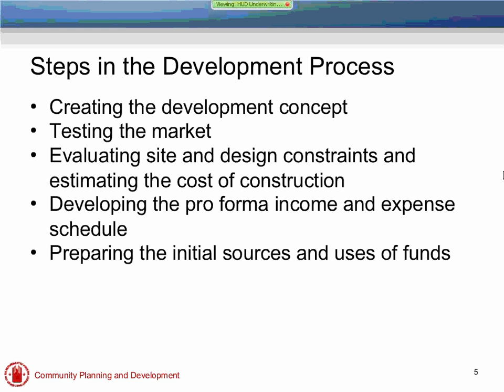Obviously, we'll also have to look at site and design constraints and estimating the cost of construction. When we're looking at site and design constraints, depending on if it's new construction, is the property properly zoned? Is it zoned for housing? Are there any environmental issues that need to be addressed and taken care of? If it's an existing building that's going to require rehab, what kind of things are going on in the building? Is it currently being occupied, or is it a vacant unit or vacant building?